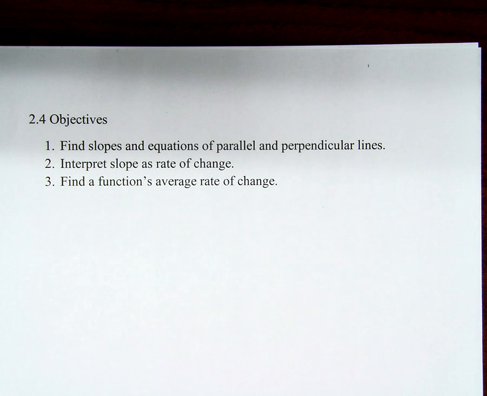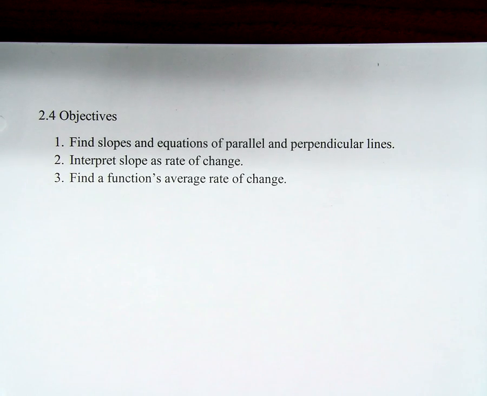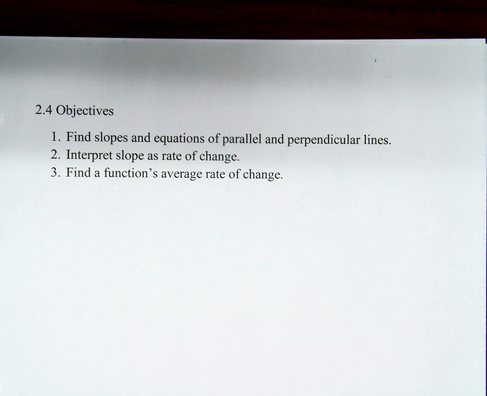Section 2.4. Section 2.4 is talking about more things about slope than we talked about last time we met. The objectives for this section are to find slopes and equations of parallel and perpendicular lines, to interpret slope as a rate of change, and to find a function's average rate of change. Okay, you already know how to do all of this, so this is just a review lesson.